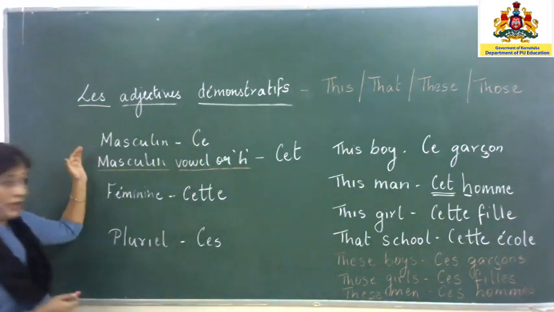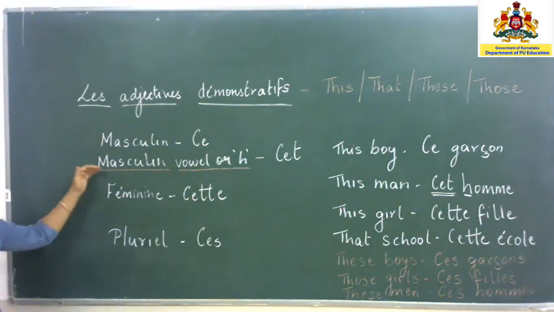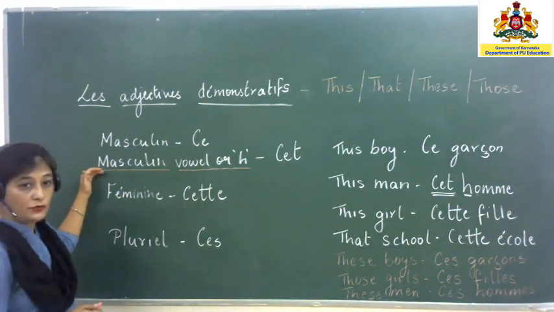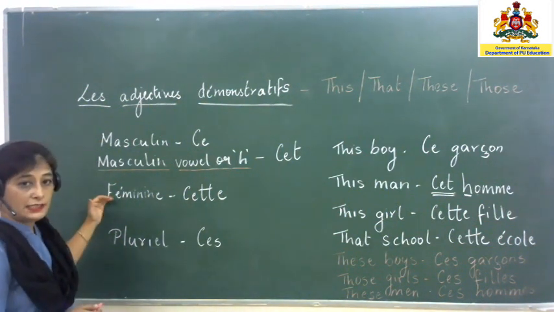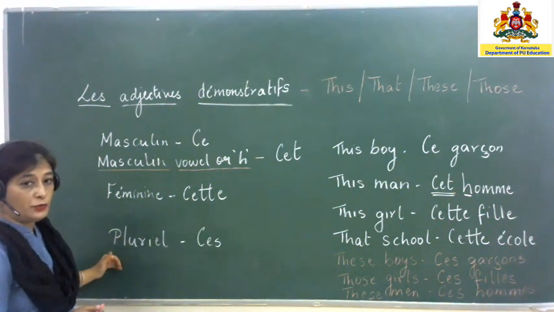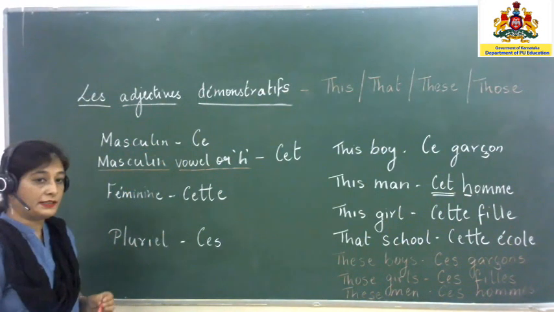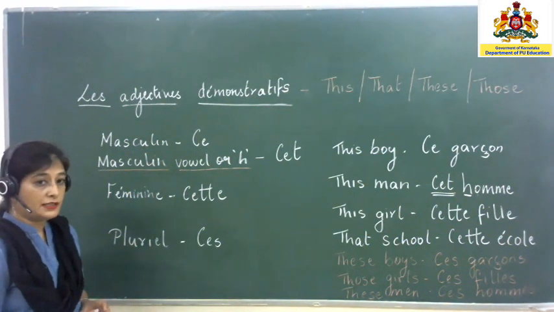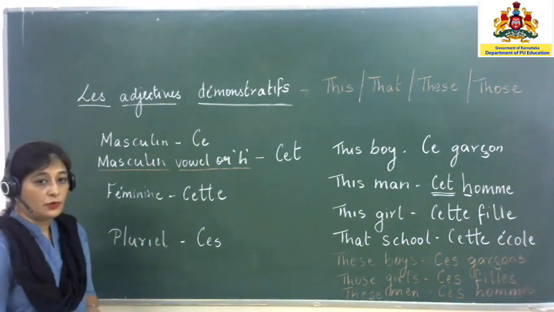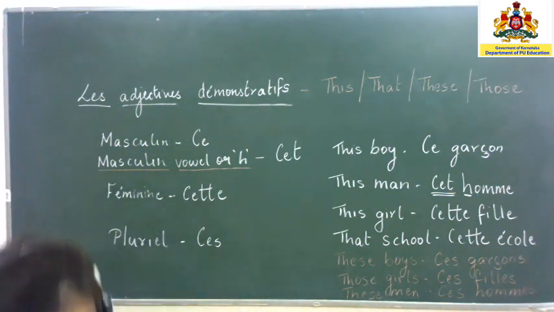So again, coming back to CE for masculine, CET for masculine before a vowel or a H, CETTE for feminine, and CES for plural: ce, cet, cette, and ces. I hope that is clearly understood. This is what is adjective demonstrative.